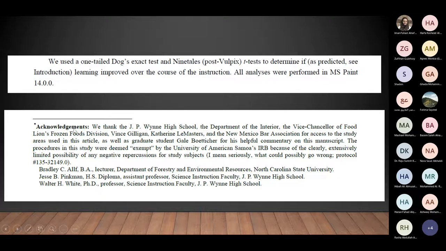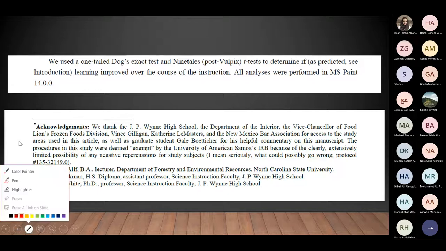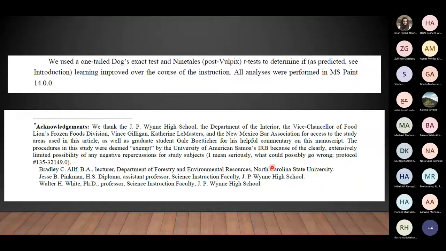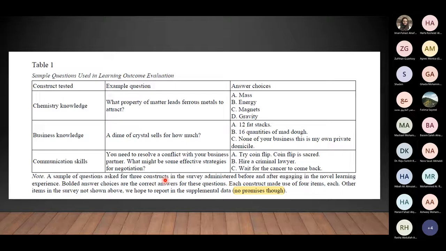And in the acknowledgement, they say, you know, it's a big joke. They say they didn't even get IRB. I mean, seriously, what could possibly go wrong? And they put the author's names, this is professor, diploma assistant professor. How can somebody, regardless of their name, get a diploma and then become an assistant professor? If we look at the table, you see chemistry knowledge, business knowledge, a dime of crystal sells for how much? Communication skills, you need to resolve conflict with your business partner, what might be some effective strategies for negotiation. They say, I have the data, but no promises. I can't promise to give you the data in supplementary material.